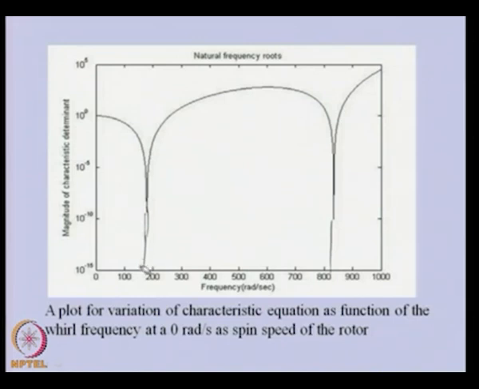So, that means this is one of the natural frequencies of the system. This is the determinant of the homogeneous equation, basically the frequency equation. These are the two roots, because speed is 0. So, there is no gyroscopic couple, and we are getting only 2 critical speeds or 2 natural frequencies.